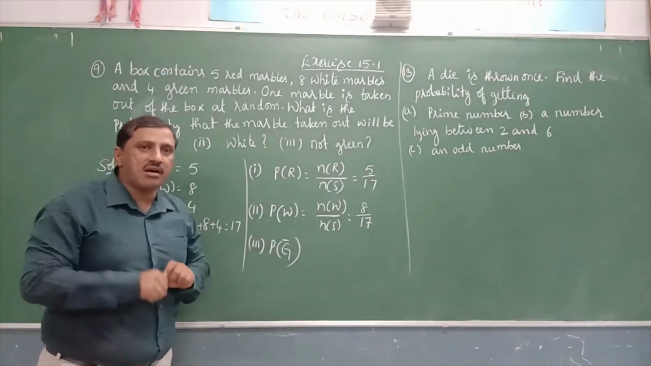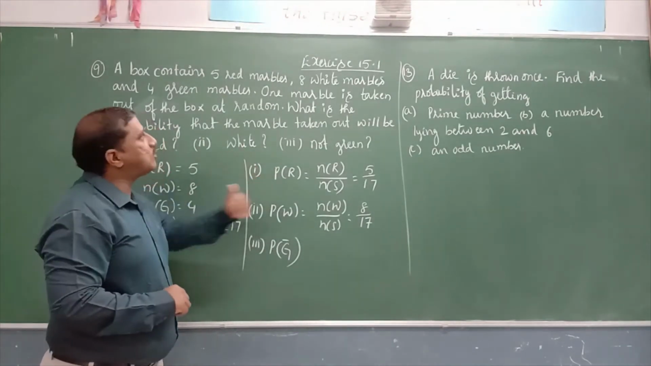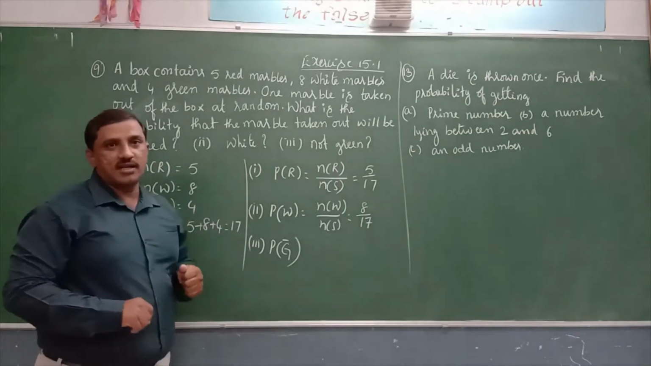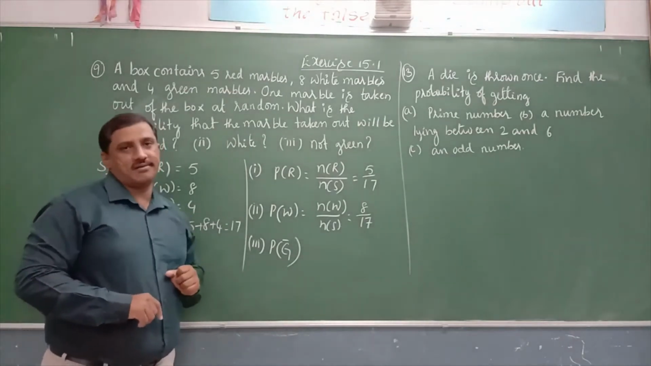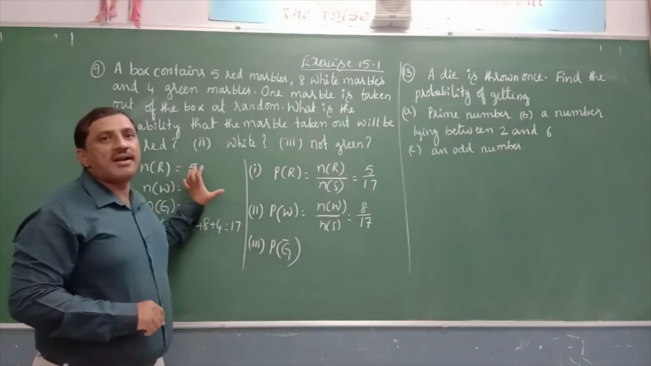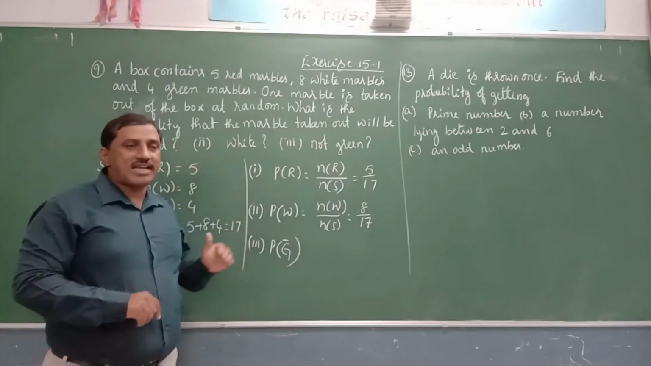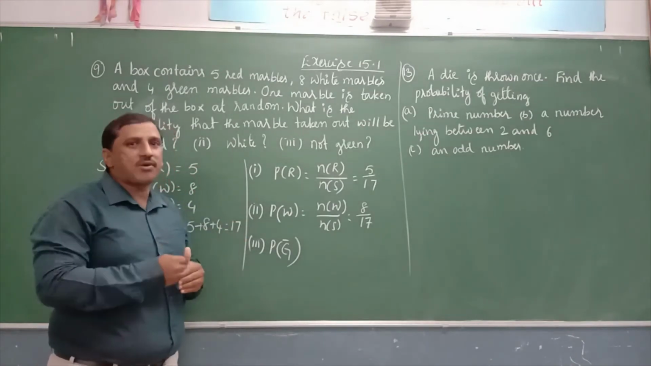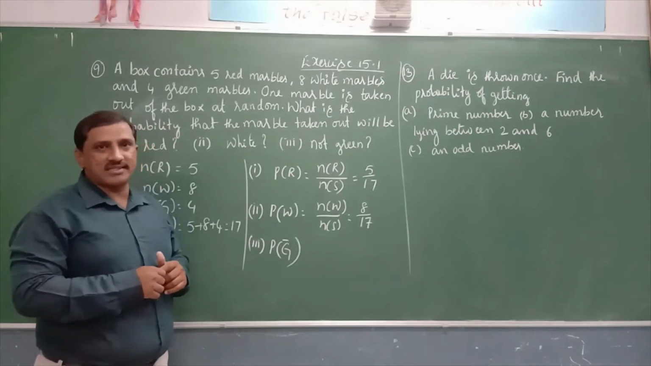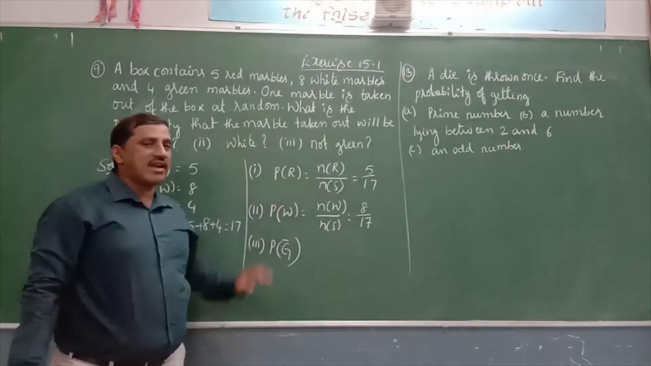Find the probability of green marbles, then subtract it from what? The probability, it is 1. We know all these are elementary events. As we have studied, the sum of all the probabilities of elementary events is always 1. So like that you can do it.